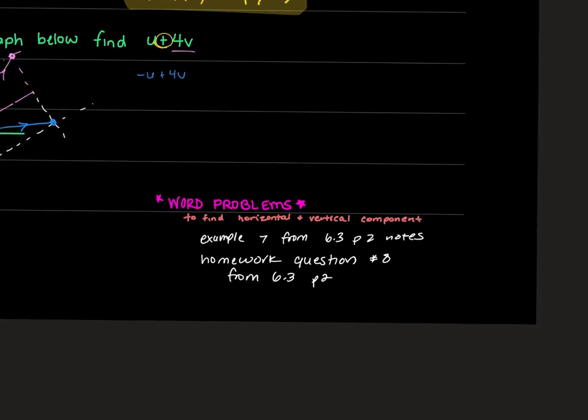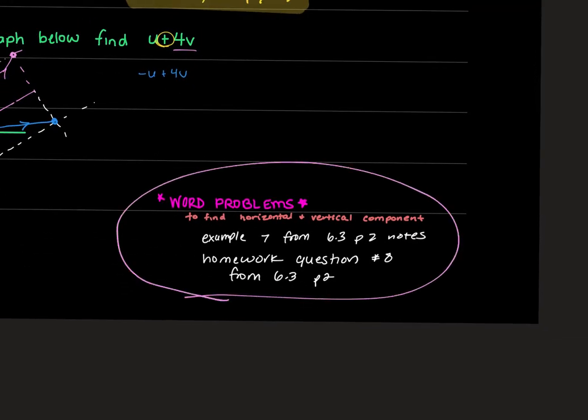There will be another word problem from the component. This would be like the part 2 of your notes, where you're looking for the horizontal and the vertical component. So if you look back at the notes, it was like example 7 from 6-3 part 2. It was like physical education, and something was thrown, like a ball was thrown, and you needed to know the horizontal component and the vertical component. And then you had a homework question in part 2 that was number 8, which was similar, like a gun was shot in the muzzle, whatever that is.